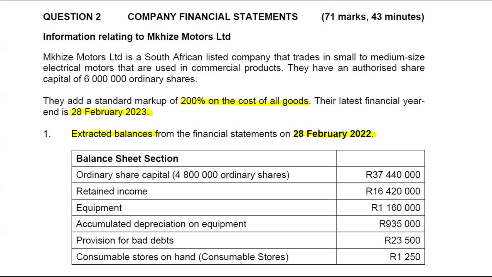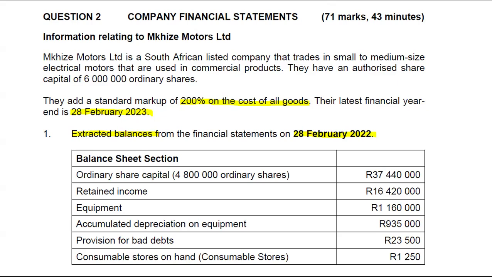I need you guys to understand that these are balances at the end of 2022. And our current financial year is the 28th of February 2023. Please notice that the end of 2022 is the beginning of 2023. So all these balances that we are given here are opening balances on the 1st of March 2022, which is the beginning of the financial year. You got it. So none of the adjustments that we are going to read have been included in these balances. These are just opening balances at the beginning of the financial year.